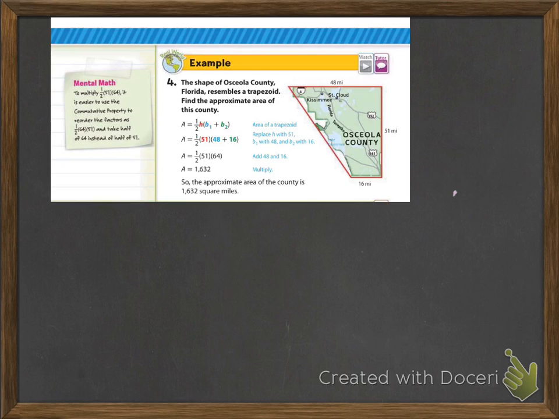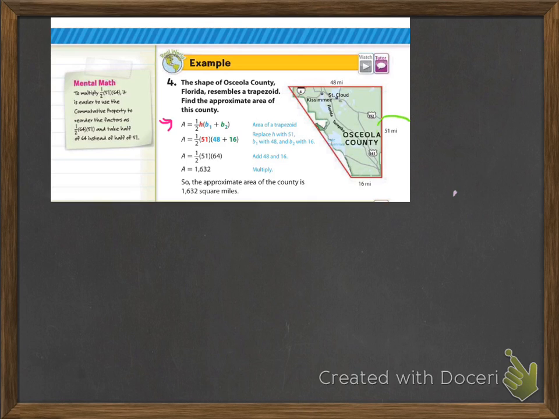All right, it says the shape of Osceola County, Florida resembles a trapezoid. Find the approximate area of this county. So as you can tell right here, they have started with the formula. I'm not going to have you work this one out. We're just going to look at the steps that they did. So they've started with the formula area equals 1/2 times base 1 plus base 2. And I would like you to go ahead and identify the pieces though.